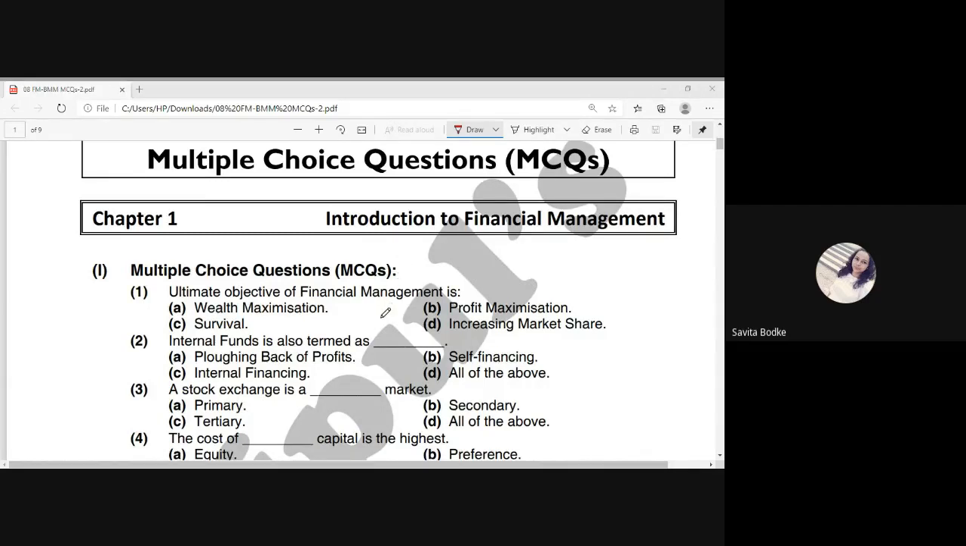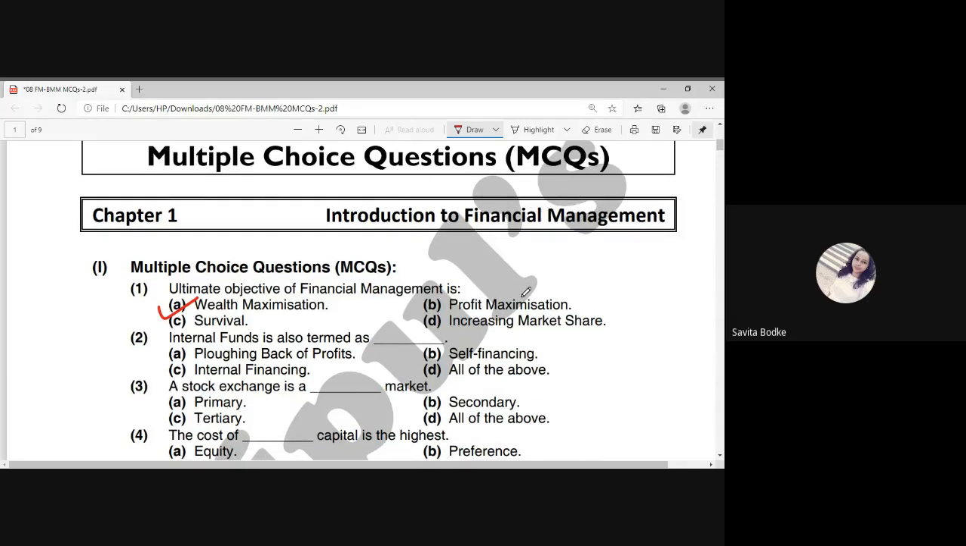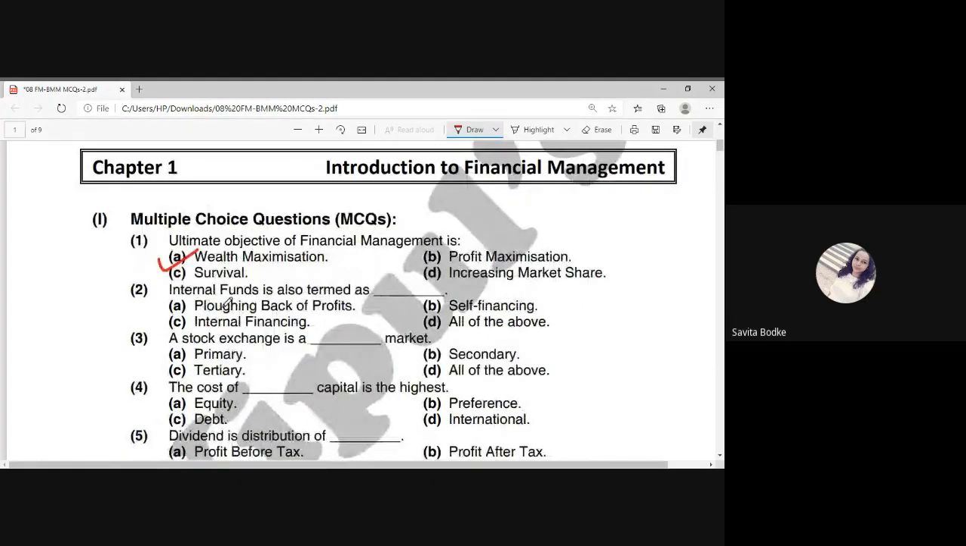So we have the first MCQ over here: the ultimate objective of financial management is, always remember that the ultimate objective, the main objective of your financial management is wealth maximization. Now the next one is, internal funds is also termed as plowing back of profit, self financing, and internal financing also. So that's why the correct answer is all of the above.